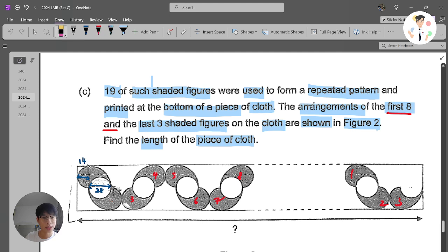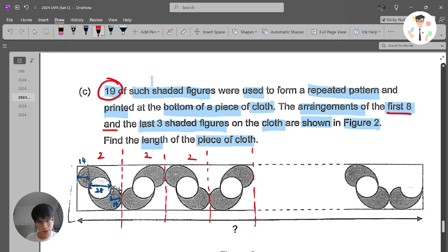But this is actually kind of important for you to notice. Let me just write it out here. Here is actually also 14. And I actually can consider this as one big part. Okay, now I have 19, right? This is actually have 2 already. Here, I have 2. Here, I have 2. Here, I have 2.